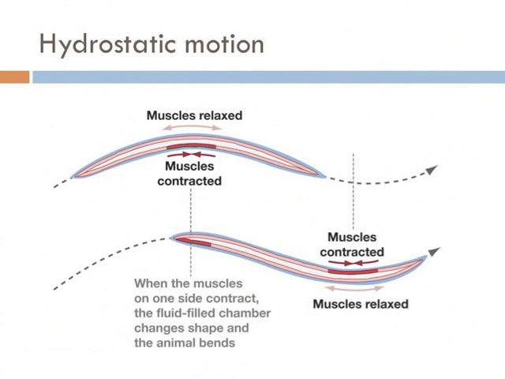and relax their muscles. They typically only contract one side of their body at a time. When this happens, the body bends because the fluid-filled cavity changes shape. Worms coordinate their muscles, moving fluid from one side of their body to another, allowing them to move forward.